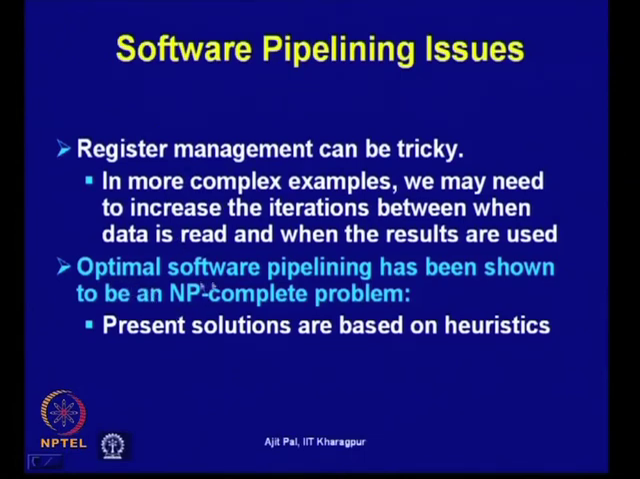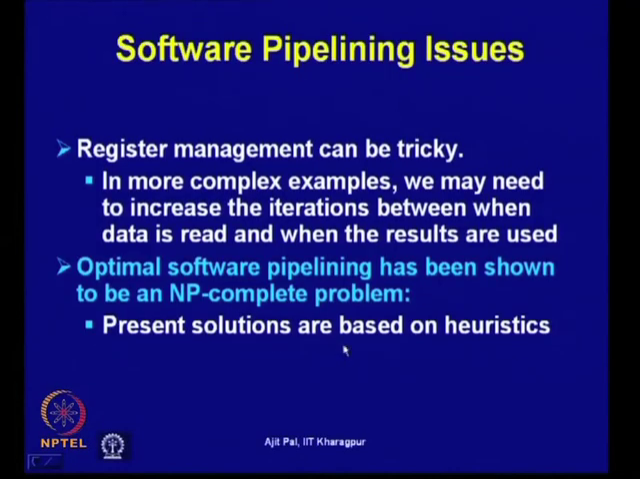Then, optimal software pipelining has been shown to be an NP complete problem. I have illustrated this with the help of a very simple example, and it appeared to be very simple, but whenever you consider real life problems, where the number of instructions in the loop body is more, and later on we shall discuss when it is done in the context of superscalar architecture, then it becomes a very non-trivial problem, and it has been found to be an NP complete problem.